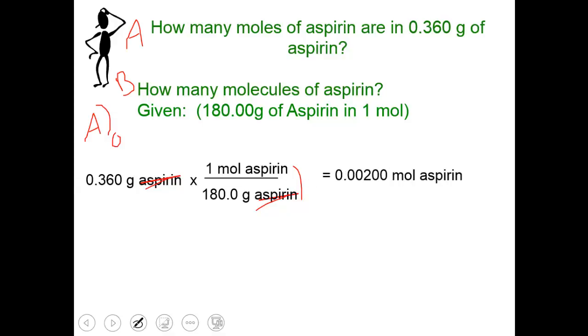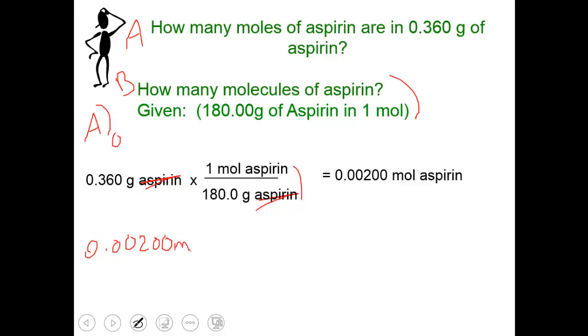And so it comes out to be 0.00200 moles of aspirin. And there are 3 significant digits in that answer. Now the next question is, how many molecules of aspirin is that? Well, we've been playing around with grams and moles. That's our counting by weighing. And so we can use now the fact that we know how many moles we have.